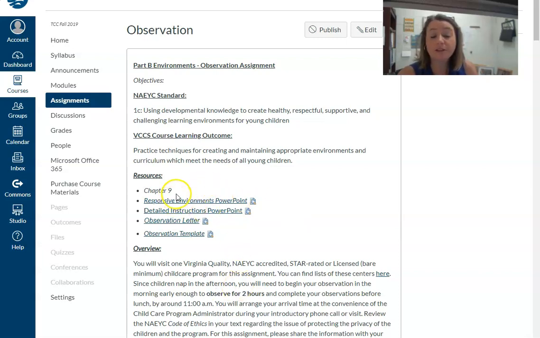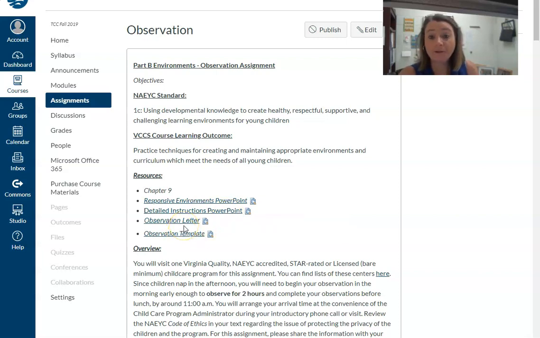If you look at the resources, again, we're using Chapter 9. This is a PowerPoint that I would definitely recommend reviewing, because it's going to give you some additional information. This is also a detailed instructions PowerPoint that I created. I would highly recommend that you view this before you go do your observation, because for each one of the things that you're looking for on the chart you're going to be filling out, I have told you in my detailed instructions exactly what to look for. So you are definitely going to want to review that before you go out and do your observation.